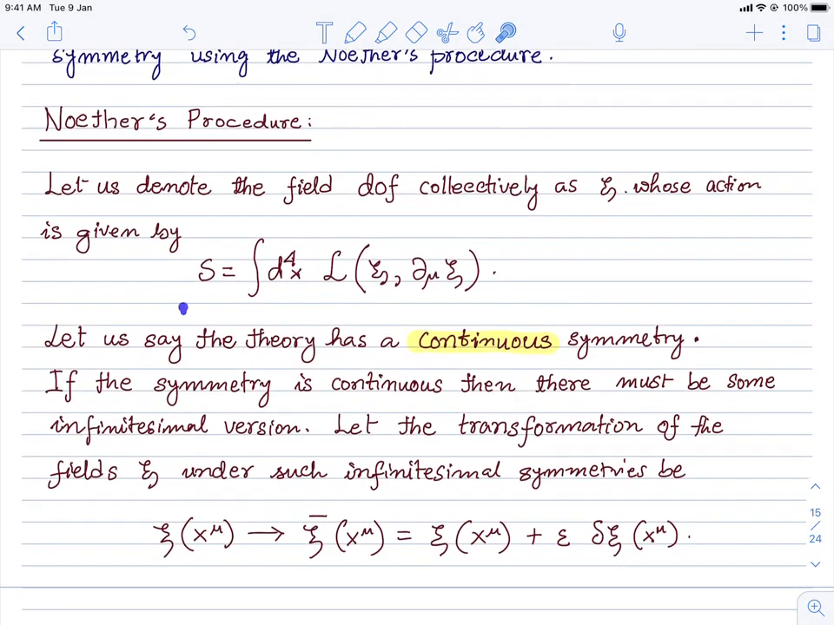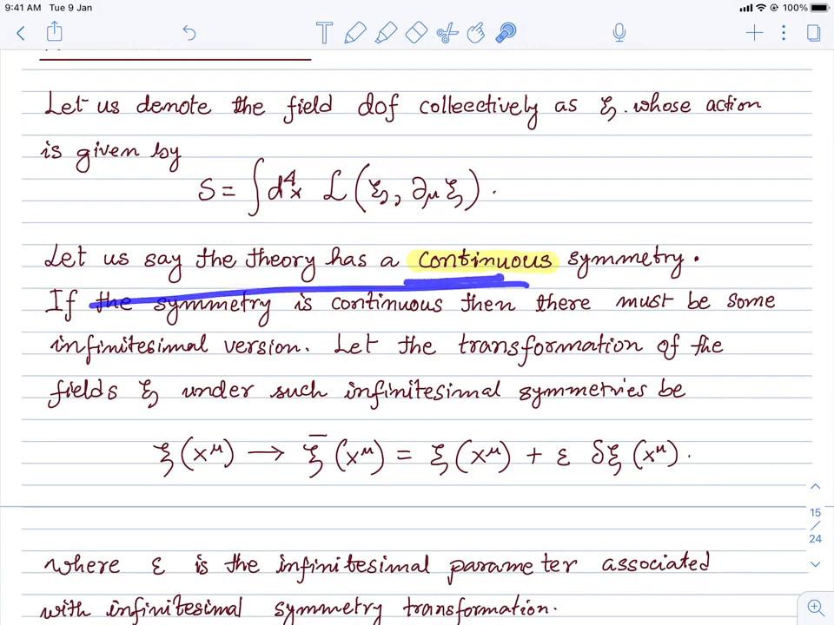For doing that, we go on to this general description. Again, xi is some field. It can be components of some vector fields, or a scalar field, or a collection of scalar fields. It collectively represents all the field degrees of freedom. And this is the action which we can extremize and write down the Euler-Lagrange equation, for instance. Now let's say the theory has a continuous symmetry.